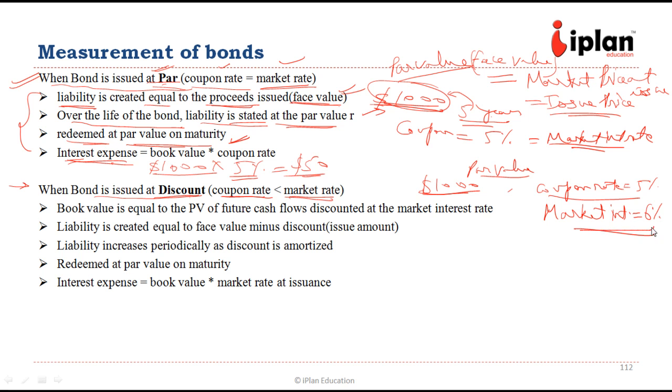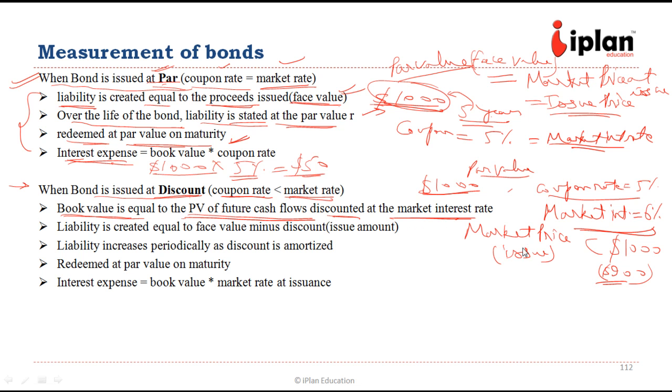So we know that this bond is paying less than the market rate. So that is why the market price of the bond or issue price of the bond is going to be less than $1,000. Say it is $900 for simplicity. So in this case, the book value is going to be equal to present value of future cash flows, which are discounted at market interest rate. So we can calculate it.